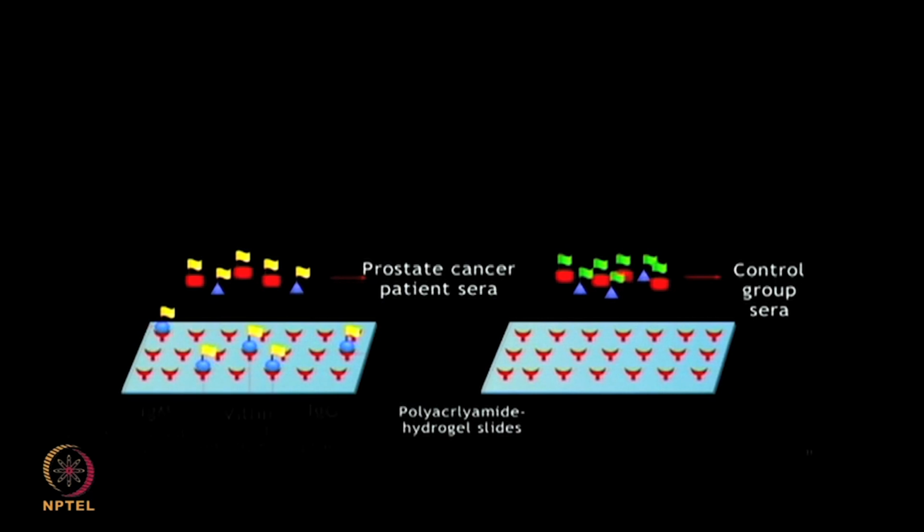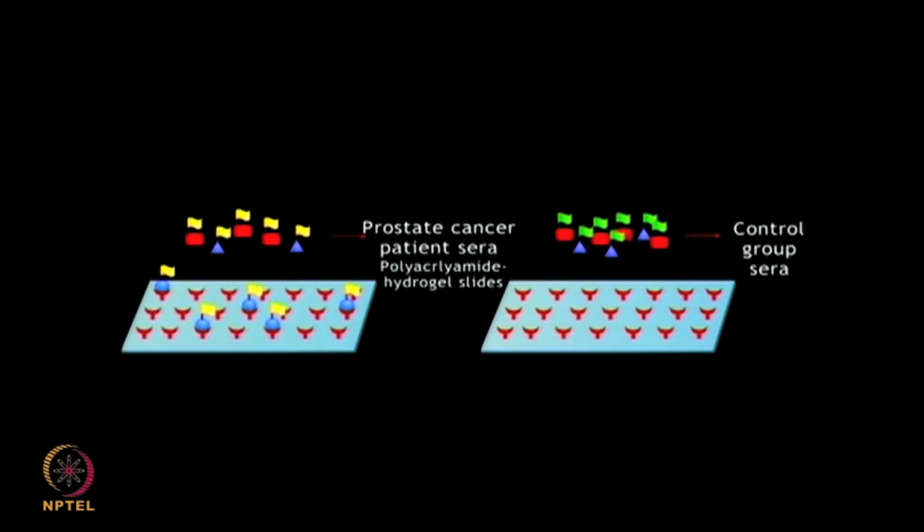The left slide is probed with the prostate cancer patient sera and the right one is used with the control group sera. From this study, 5 proteins were shown to have significantly differential expression in the prostate cancer patients as compared to the control group. Von Willebrand factor (vWF) protein was found to be elevated, and the remaining 4 proteins were down-regulated as compared to the control group.